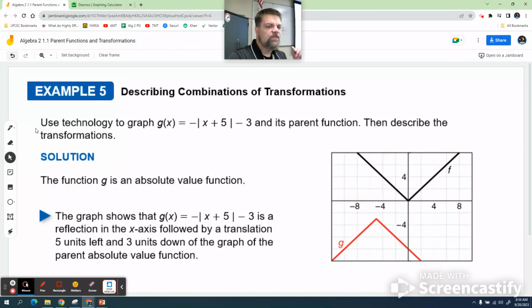So for example number 5, it says use technology to graph g of x, which is equal to negative the absolute value of x plus 5 minus 3. And then they give us the graph. This is what it should look like when we're done. But what I want you to jot down in your notes is this.